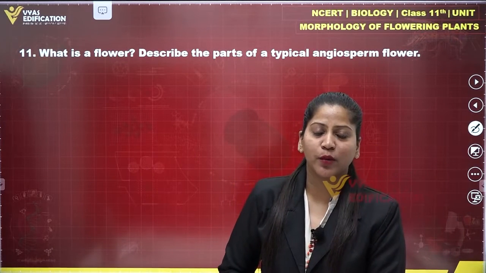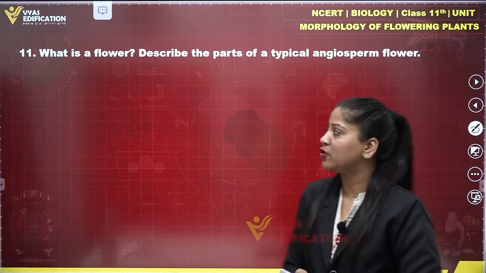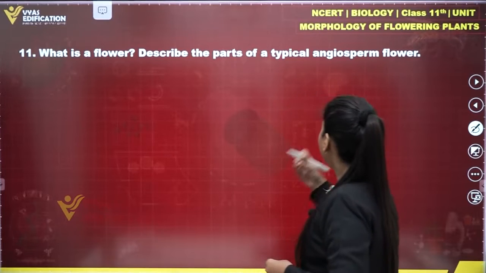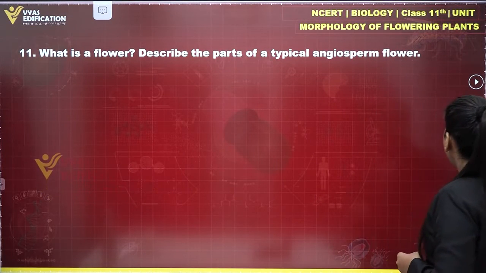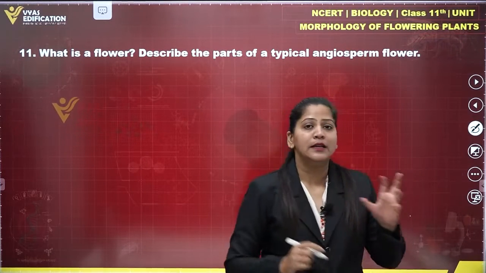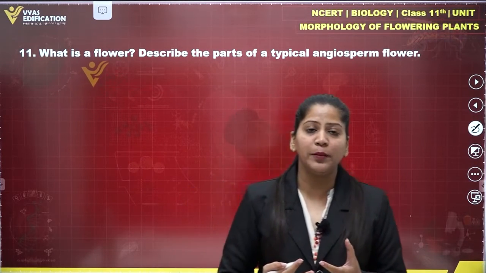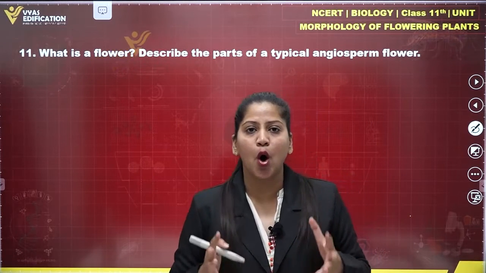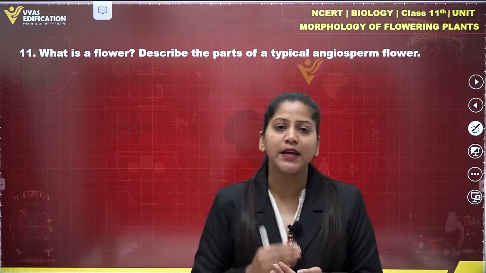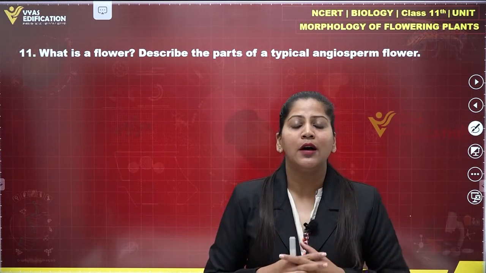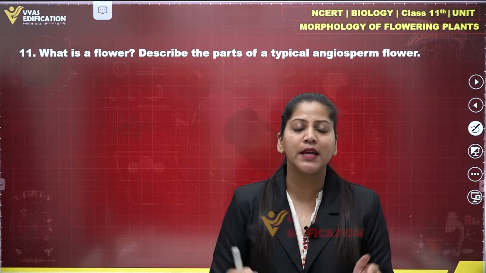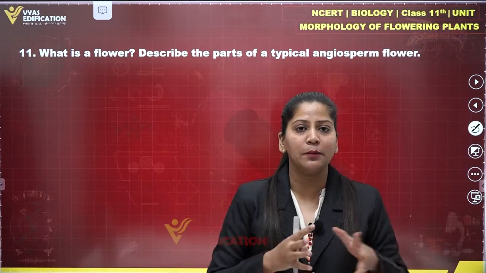Now let's talk about the next question, that is question number 11. And this question is asking, what is a flower? Also describe the parts of a typical angiospermic flower. So what do you mean by a flower? Flower is said to be the reproductive unit or reproductive structure of any flowering plant or any angiospermic plant.